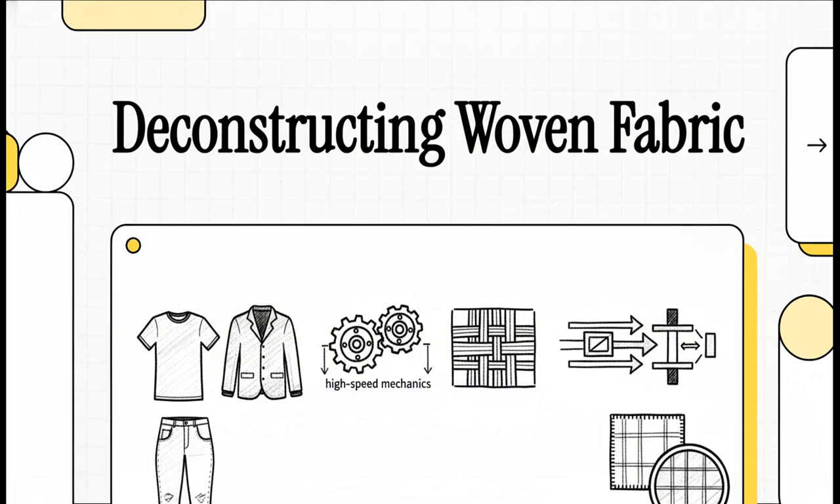You know that shirt you're wearing, or your jeans, or your jacket? We are literally surrounded by woven fabric every single day. But behind that simple texture, there is a hidden world of high-speed mechanics and microscopic precision. So let's dive in and deconstruct the incredible engineering it takes to make the perfect piece of cloth.